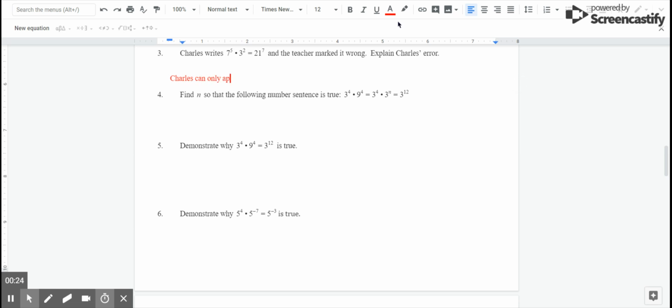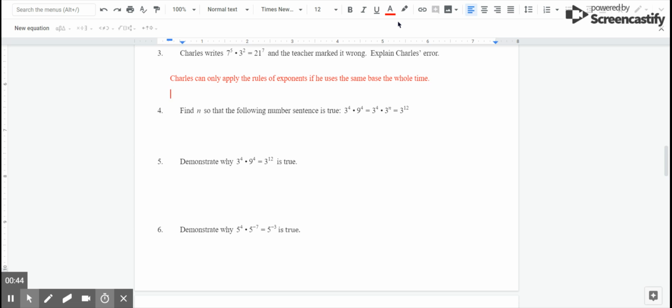Charles can only apply the rules of exponents if he uses the same base the whole time. If that makes sense to you, great. But let's look at a little more why this is true. Let's actually work with the right-hand side of the equation and work backwards to the left-hand side.